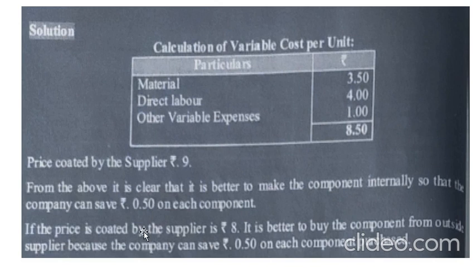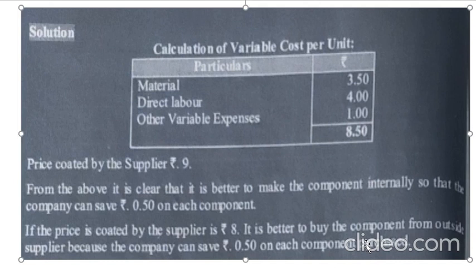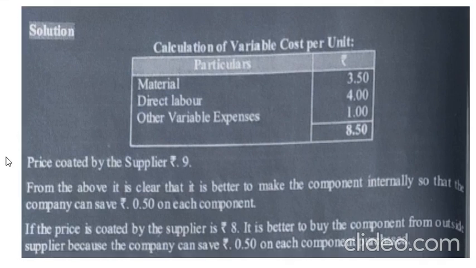If the price quoted by the supplier is 8, then it is better to buy the component from the outside supplier, because the company can save 0.50 on each component purchased. So decisions will change based on the cost figures, majorly taking into consideration your variable cost.